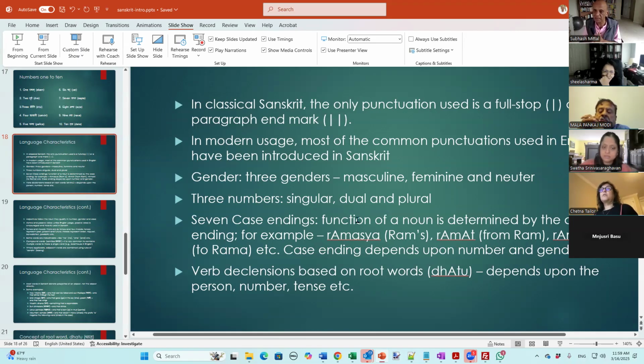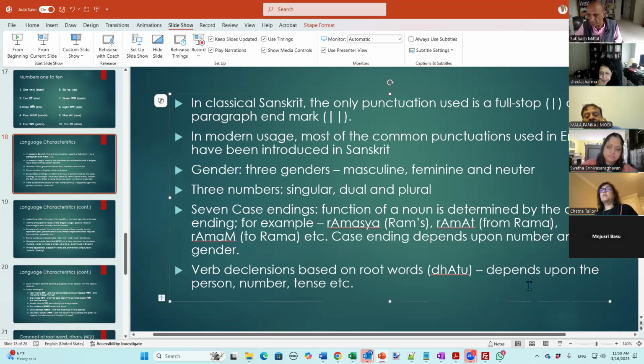So here, the most basic tenet of the Sanskrit language is that the function of a noun is determined by the case ending. For example, if I were to say "from Rama", in English we have to say two words. But in Sanskrit, it becomes Ramat. The moment I say Ramat, it means from Rama.